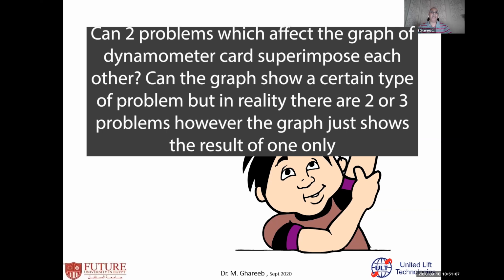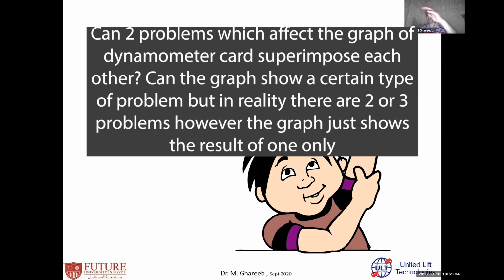Yes, it can have more than one problem. For example, I can have fluid pound with unanchored tubing. In this case, you can find the shape of the fluid pound, but tilted. The downhole card will be tilted like this. I can also have fluid pound, for example, with traveling valve leak. Yes, you can have fluid pound but with traveling valve leak.